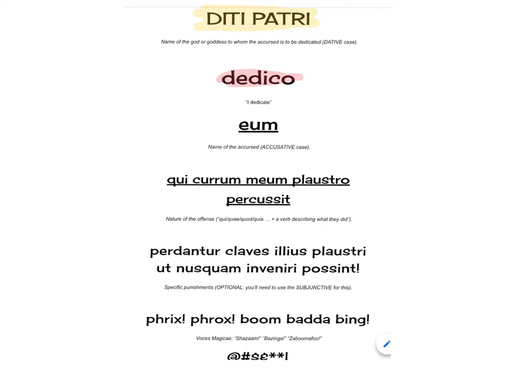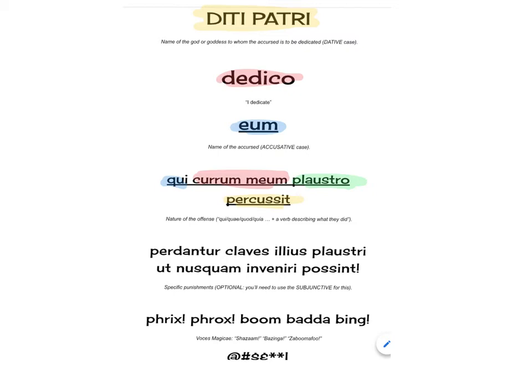I don't know the guy's name, so I put eum, him, who, that guy who, he who, curum meum plaustro percussit. What did he do? Percussit. He struck my car, literally my chariot. My chariot happens to be a Toyota Camry. Plaustro. He struck it, ablative of means, with his wagon. His wagon was a Dodge Ram pickup. All right, nature of the offense, right? That's what he did. The man, he who struck my car with his truck.